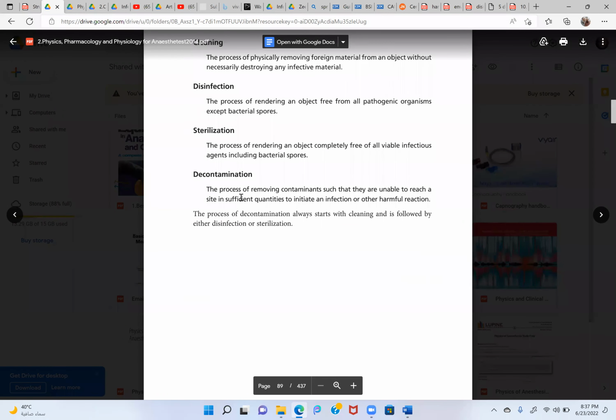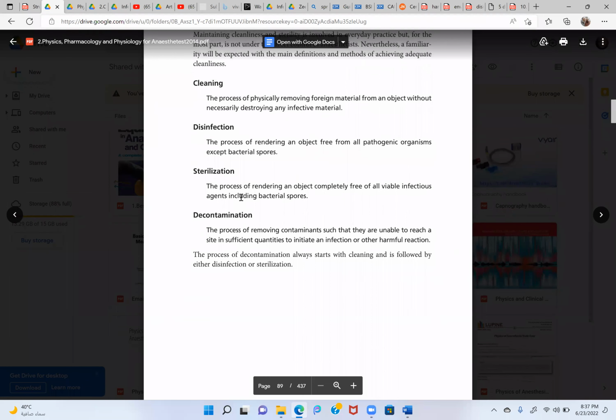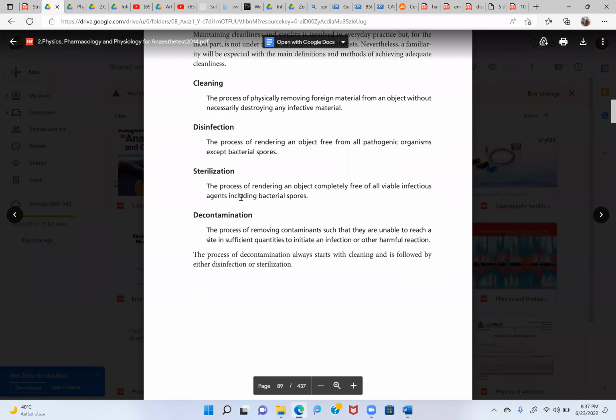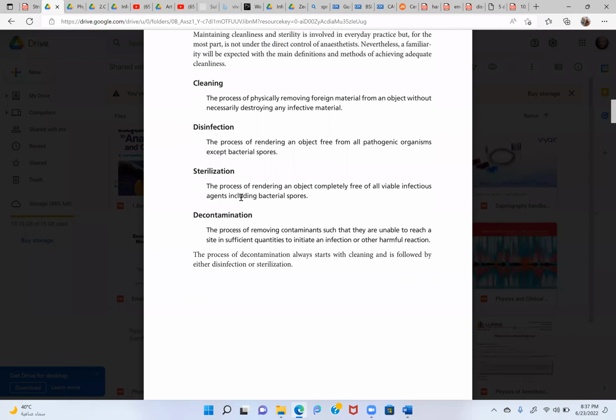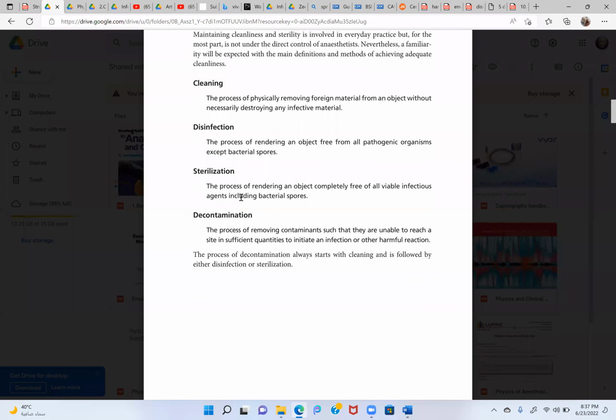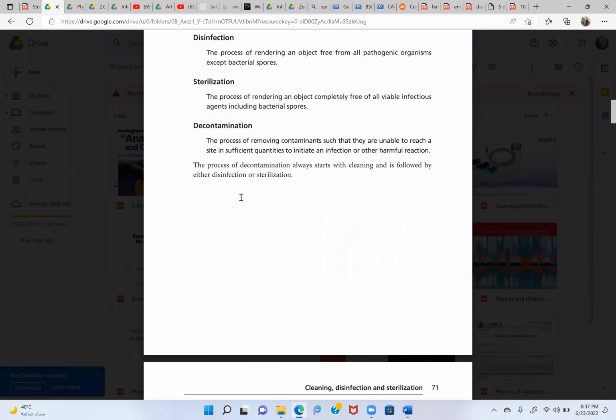So this is the simple concept, and now the process of removing contaminants such that they are unable to reach a site in sufficient quantity to initiate an infection or other harmful effect. So that is decontamination, actually, the process by which you are cleaning it so it is not able to reach again to spread the infection. This is one terminology which I wanted you to learn.